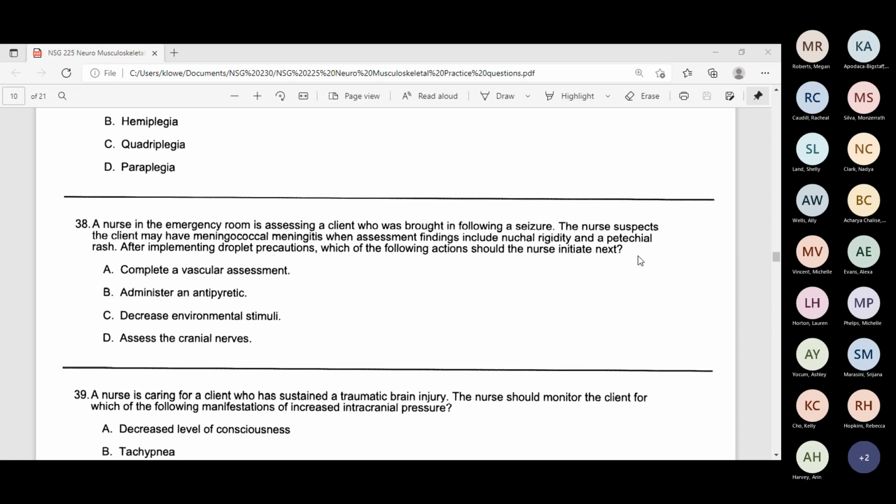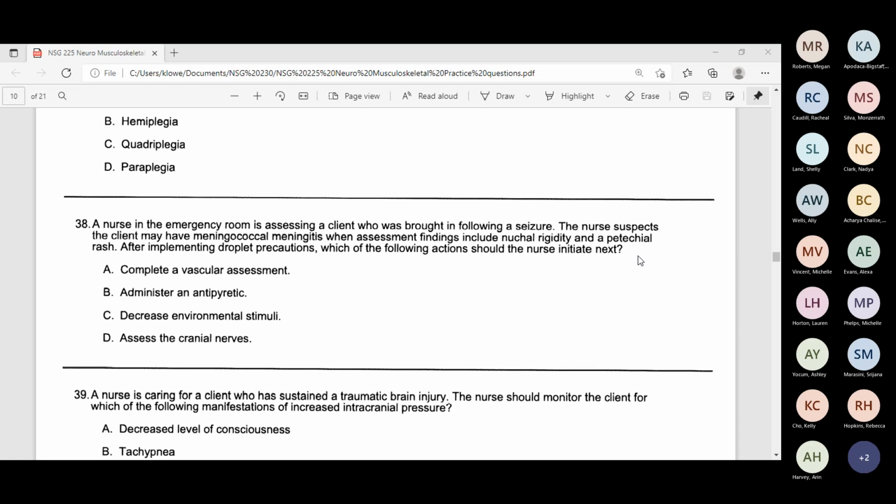What part of the body does meningitis affect? Is it D? Why D? Oh, I don't know. No, you're right. So thinking about meningitis, we're thinking about the brain and the spinal cord. Inflammation of the meninges of the brain. We have nuchal rigidity, meaning our neck is stiff. They get that petechial rash from usually a febrile, bacterial, or viral infection.